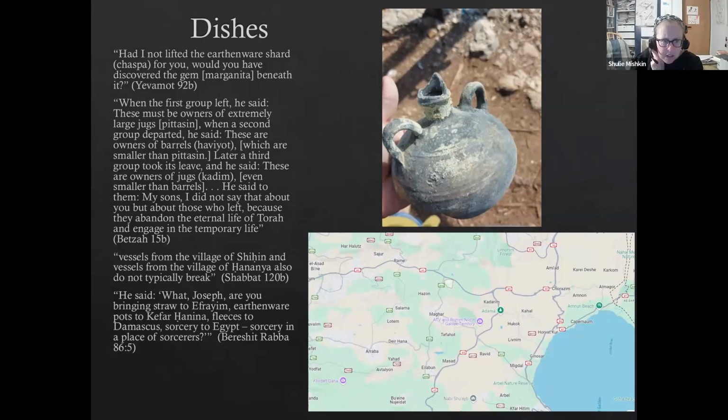A third group left. He said, these are the owners of the kadim. Oh, they have even less food. And it goes on. And finally, there's just a few who are left, and they're so embarrassed. And he said, no, no, no, I'm not making fun of you. I'm making fun of them because they abandoned the eternal life of Torah and engaged in the temporary life.